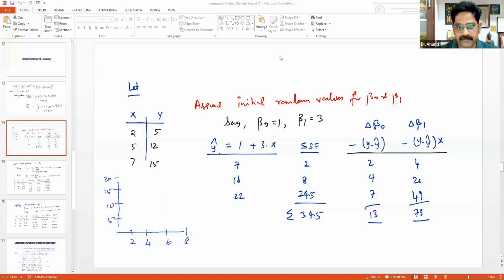So what is the first pair of points I have to mark? When x is 2, y is 5. Here, okay, when x is 5, y is 12, somewhere here. When x is 7, y is 15.